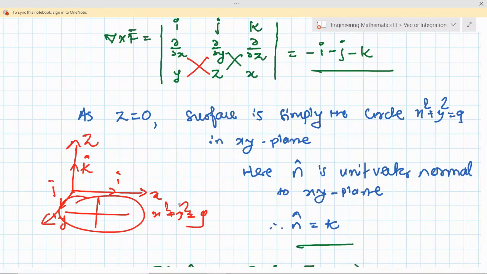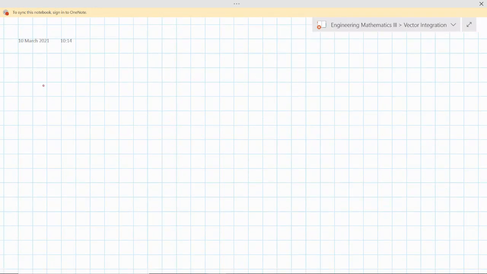So, example number 2. In the next upcoming examples, I will use either the surface integral or the line integral. You may use whatever you have understood. Okay, so let us see the example.